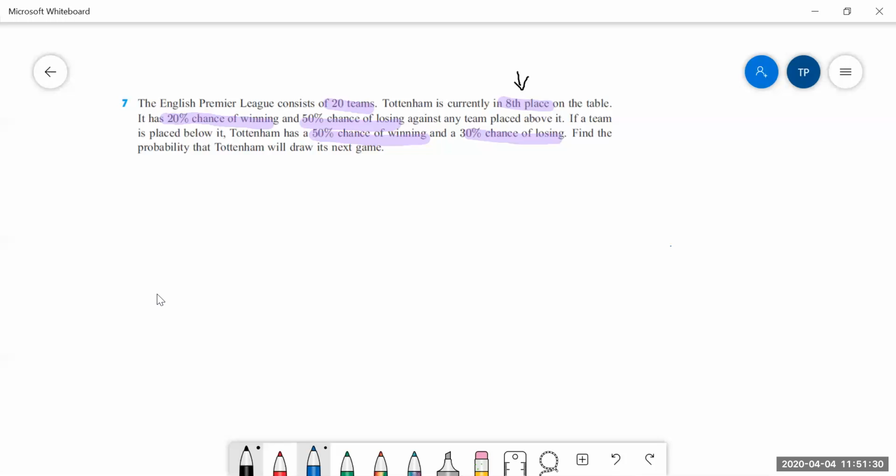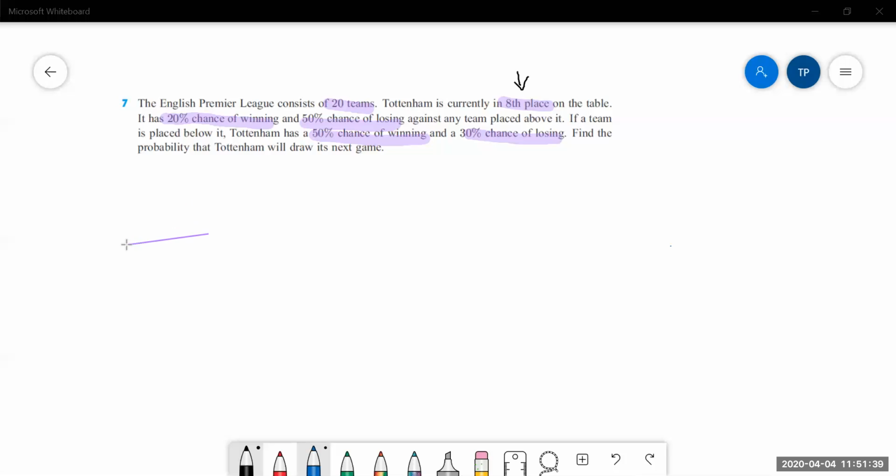I think we should look at who he is playing against first, because we don't know who he's playing against. We need to know whether he is playing against a team that is above, or a team below. So what's the probability of him playing against a team that is below?